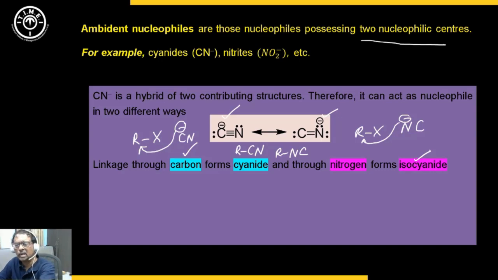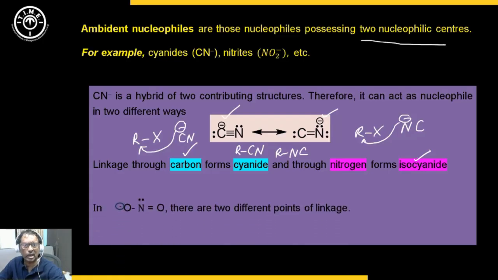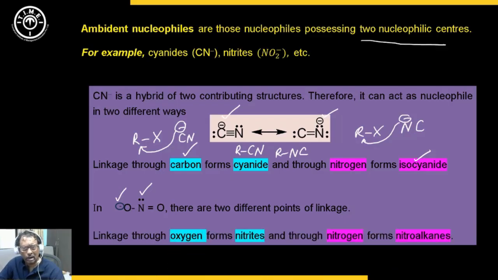Clear? Similarly, look at the nitrite ion. Nitrite ion can have oxygen as the donor or nitrogen as the donor. Oxygen has got a negative charge and nitrogen has got a lone pair. So when oxygen attacks the RX, what are we going to get? We get RONO. RONO is a nitrite. And when the nitrogen attacks, we get RNO2, which is a nitroalkane. RONO is alkyl nitrite, and RNO2 is a nitroalkane.